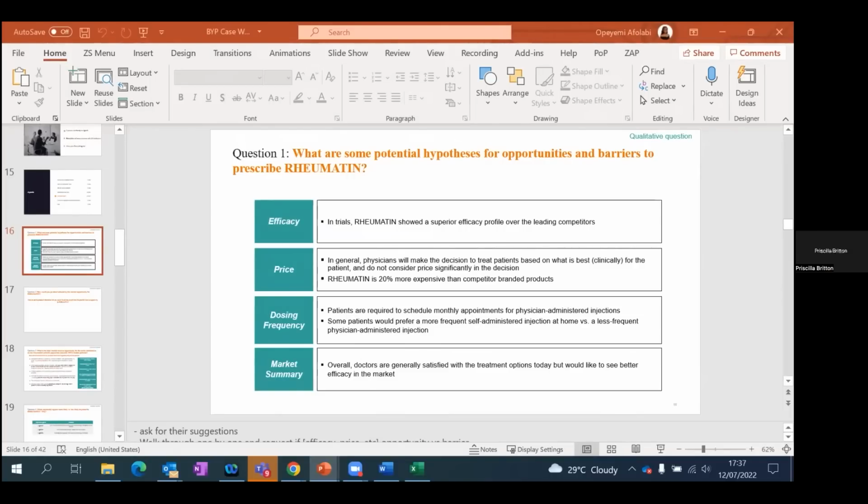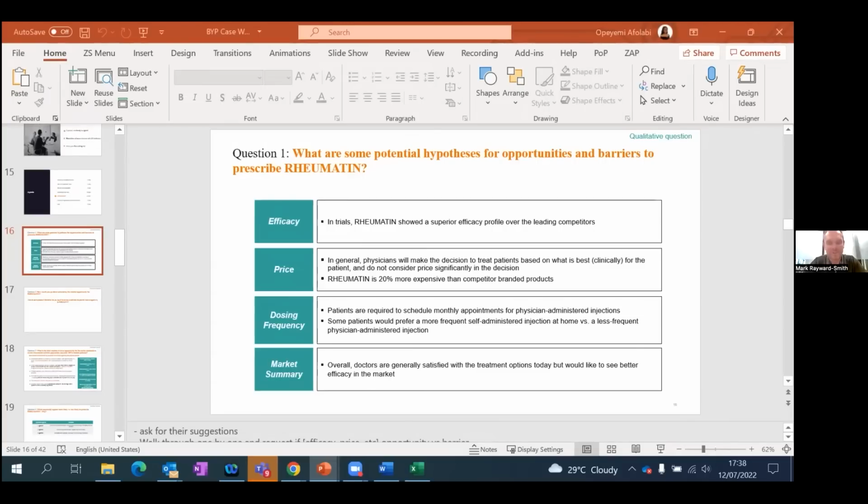Just looking at opportunity, I know we mentioned that price could be a potential barrier, but looking at the decision-making process of physicians, price didn't seem to be at the top of the list. Efficacy was a real deciding factor for them, which we know is superior, so that presents a great opportunity. But I did think a barrier could be the in-clinic appointments and the frequency of administering, because there seems to be a preference for people to have more autonomy and do it at home.